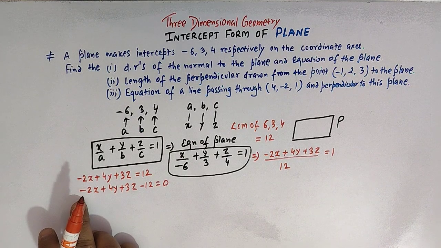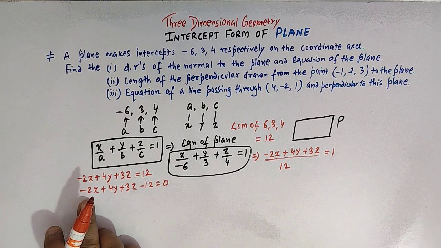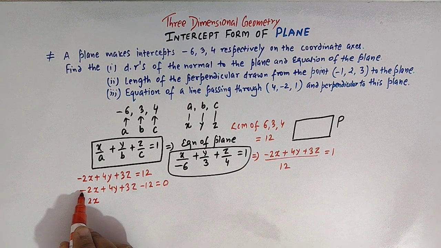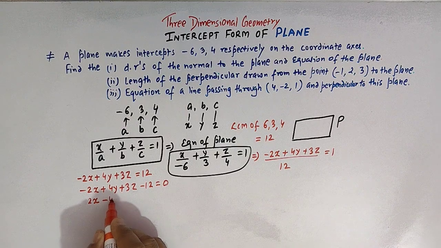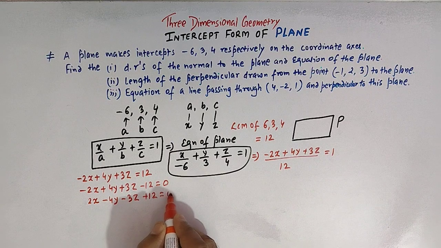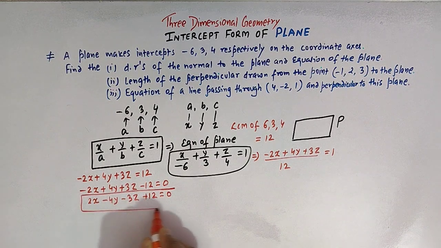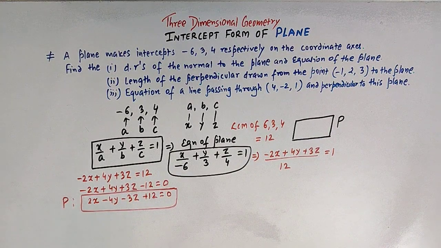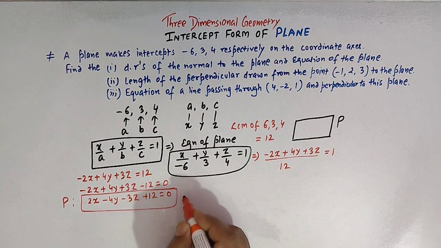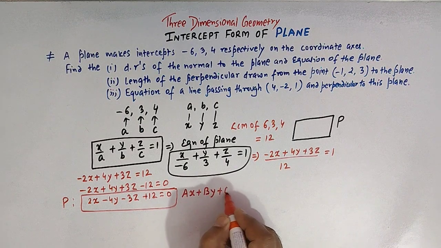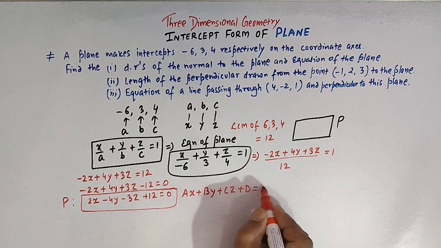Now let us multiply both sides by -1. So we can now rewrite this equation as 2x minus 4y minus 3z plus 12, because minus and minus gives plus. So this is the Cartesian equation of this plane P. So this is of the form ax plus by plus cz plus d is equal to 0.